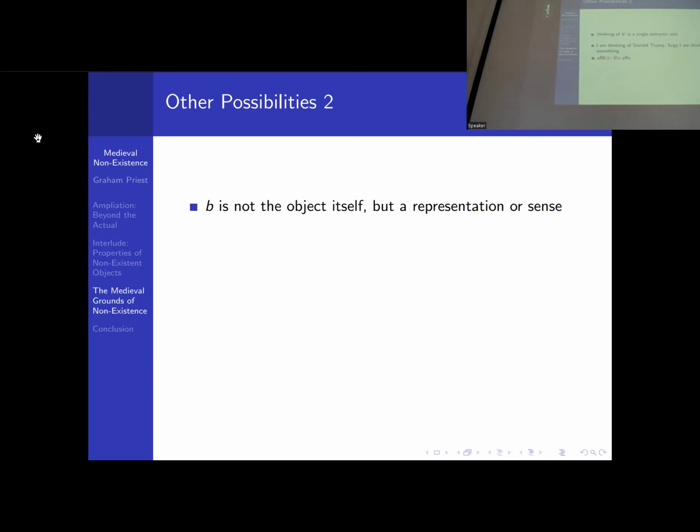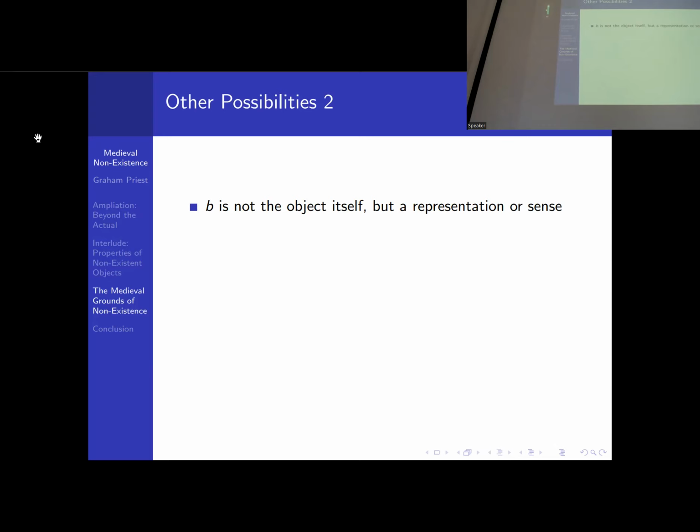What other possibilities are there? Well, I think this is probably the most common one that you meet if you talk to non-logicians. If you're thinking about a non-existent object, you're not thinking about it, but you're thinking about a representation of it. I'm inclined to think this is a wacky view. I mean, you can think about a representation. I can think about London. I can think about a representation of London. But London is not a representation of London. Well, at least many representations of London are not London.